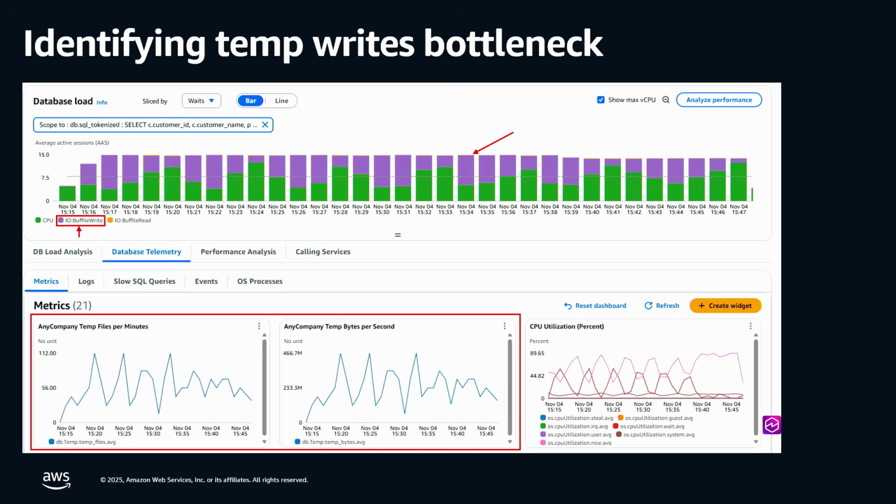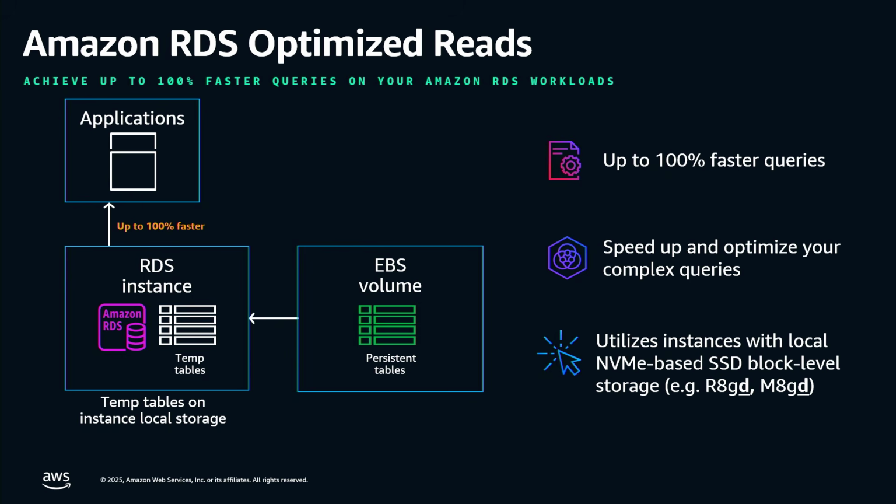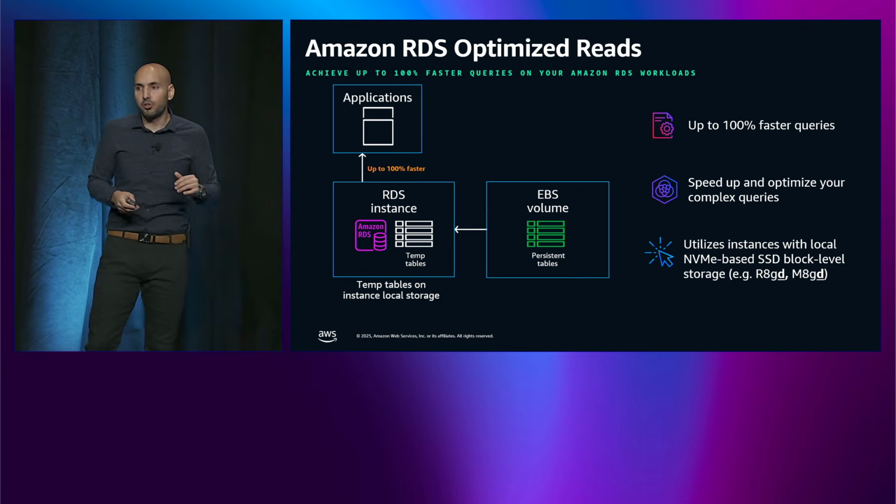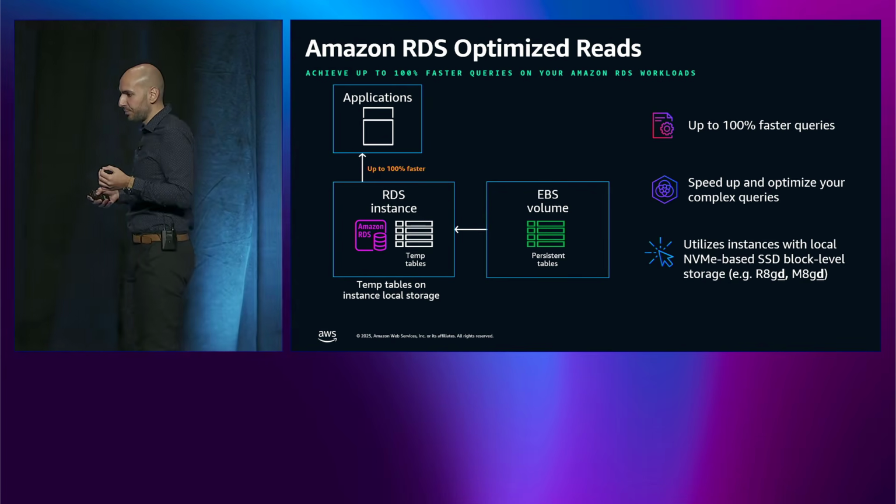The second identification is database telemetry. And I mentioned that you can create dozens of different metrics. I chose temp files and temp bytes per second. And you can clearly see that both of these metrics indicate bottlenecks from excessive temp writes caused by complex SQL. So we know we have an issue and we know what is the issue. Now, what I would like to do, I would like to show you an elegant way to address that.